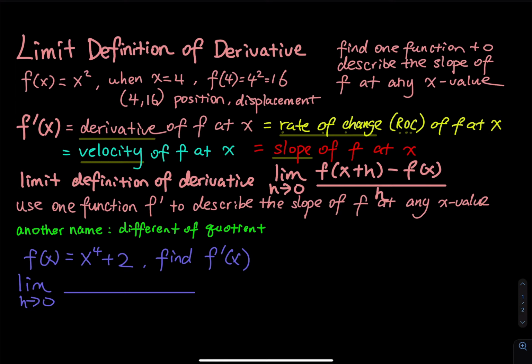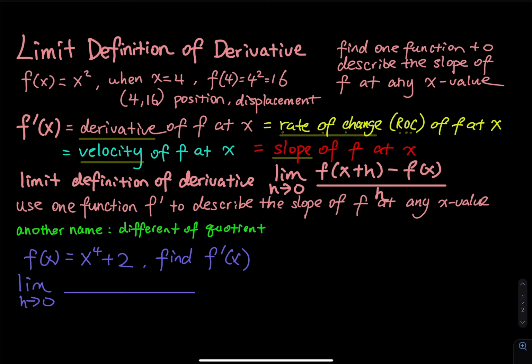Or in application problems in physics, you can call that velocity, the velocity of the displacement function or the position function f at x. Or in general, we call that the slope of f at x. I am looking for the slope of a curve at any x value. So again, we are trying to find one function to describe the slope at any x value.